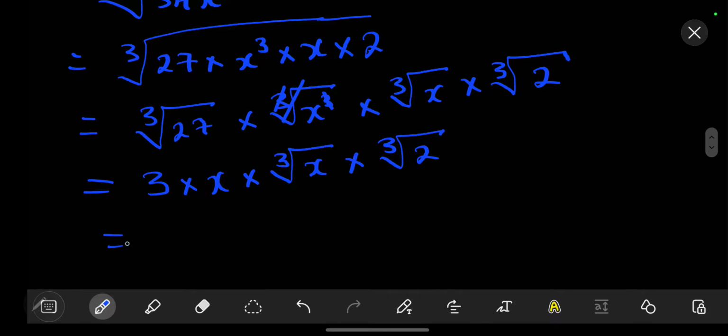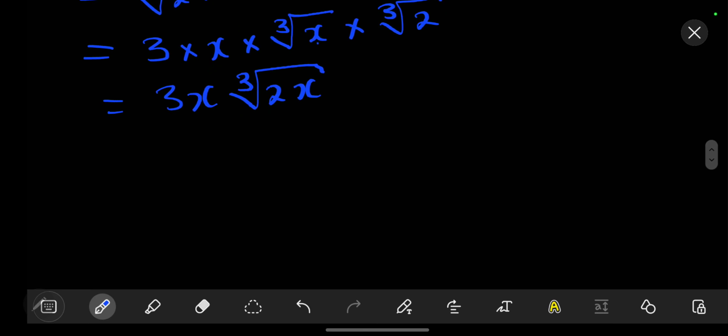Then we are going to have 3 times x, we are going to have 3x. Then x times 2, it will be the cube root of our x times 2, which will be our 2x like that. So that means to say we have converted that one as well. Let's look at our last part, which is the cube root also of negative 128 x to the power 4.